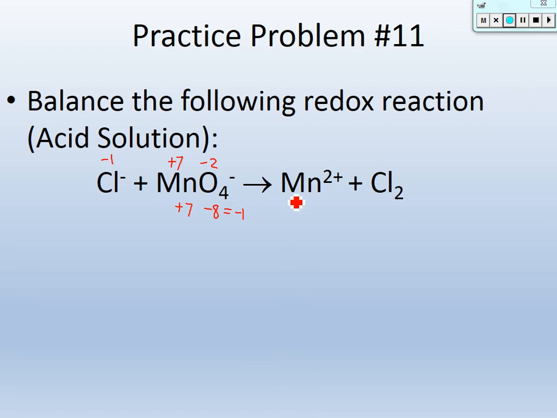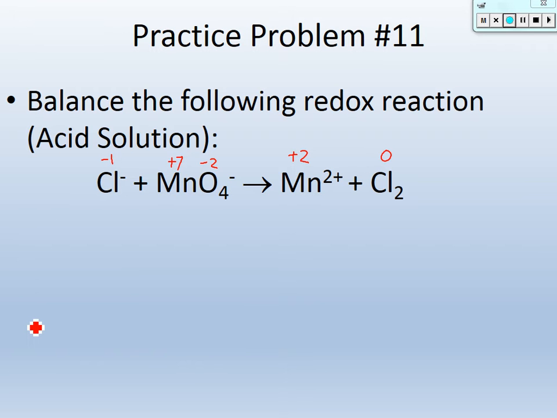Manganese plus 2, what's its oxidation number? Plus 2. It's equal to its charge if it's just by itself. Chlorine, and it doesn't have a charge. It's 0. It's a free element. Its oxidation number is 0. Okay, I'm going to take some time and just erase these numbers on the bottom. I don't want to get confused by these numbers on the bottom.